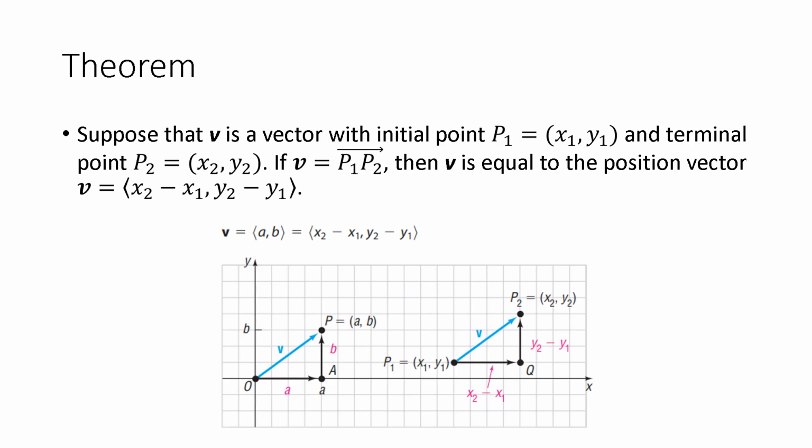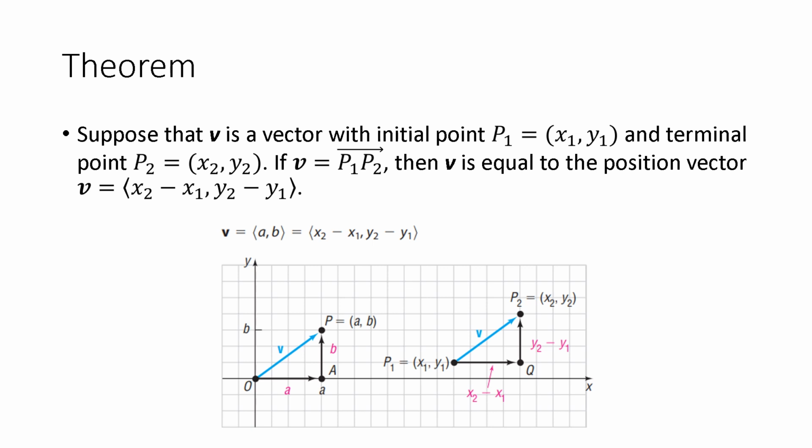Here we have an important theorem. Suppose that V is a vector with initial point P1 equal (x1, y1) and terminal point P2 equal (x2, y2). If V is the vector formed from P1 to P2, then V is equal to the position vector where x2 minus x1 is the i component, y2 minus y1 is the j component.